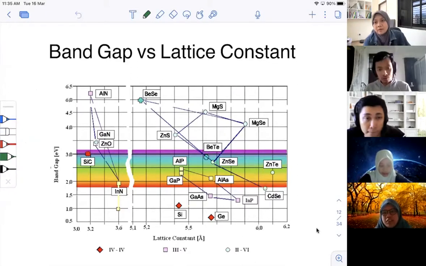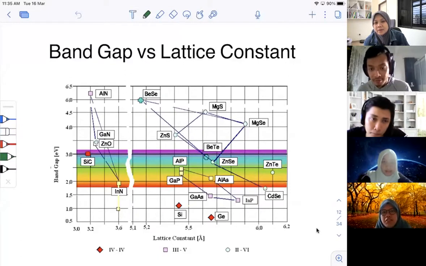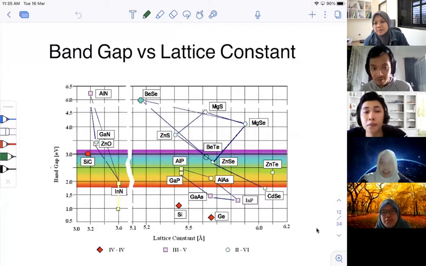If the band gap increases, the lattice constant decreases then? It doesn't have to be. Any more questions?